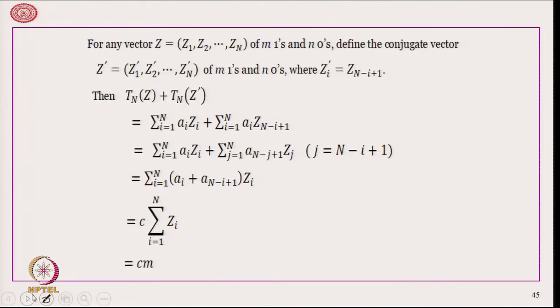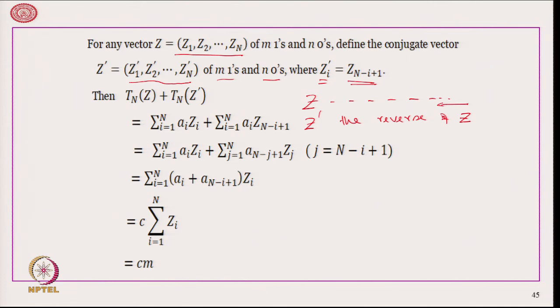Let us first prove the result. So, corresponding to each z of m 1s and n 0s, we define the conjugate vector z 1 prime, z 2 prime, z n prime also of m 1s and n 0s, where z i prime is equal to z n minus i plus 1. Therefore, if this is the z vector, z prime is going to be the reverse of that. That means we look at it from this side. Therefore, if z is equal to 1 1 0 1 0, z prime is equal to 0 1 0 1 1. So, that is the basic property.